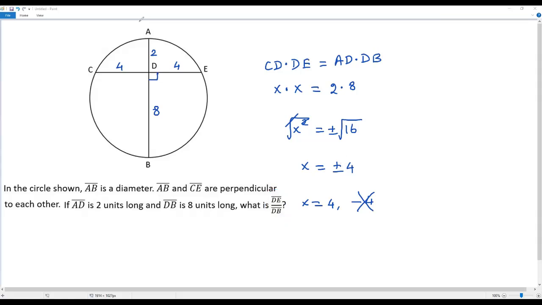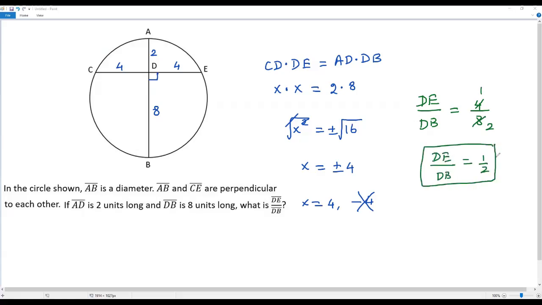Let me write it over here. DE over DB. What is the length of DE? The length of DE is 4 units, so we can write 4 over here. The length of DB is 8 units, so 8. We can simplify: 4 goes into 4 one time, 4 goes into 8 twice. So it's 1 over 2. Now I got the value of DE over DB. The value of DE over DB equals 1 over 2.